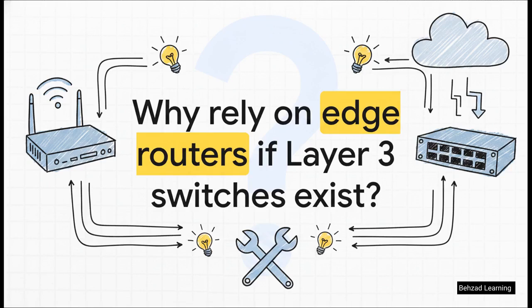To wrap up this explainer, I'm going to leave you with a real brain teaser. If our layer 3 switches are so powerful that they can route IP packets at absolute wire speed, why do we still rely on traditional, dedicated edge routers to connect us to the outside world? Really think about that one.